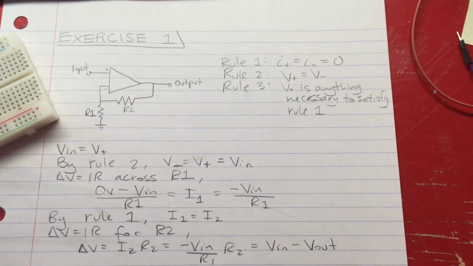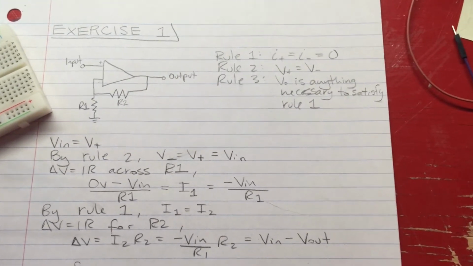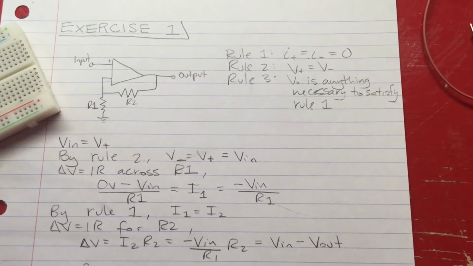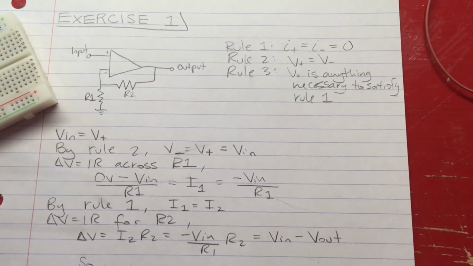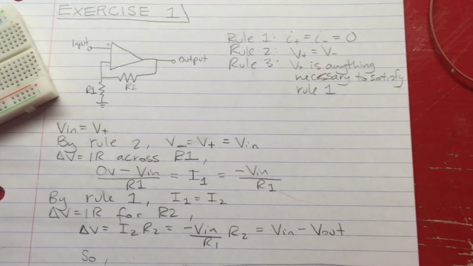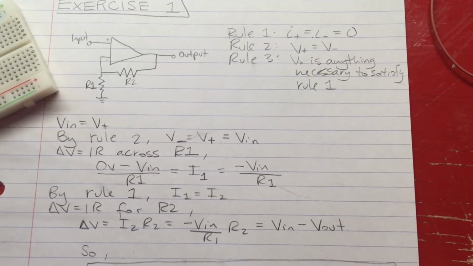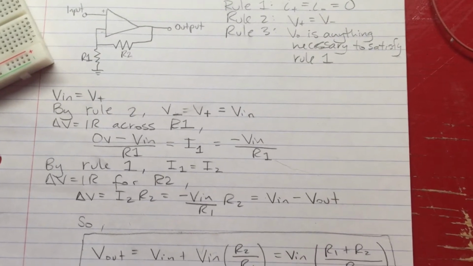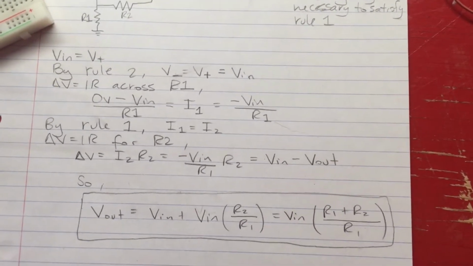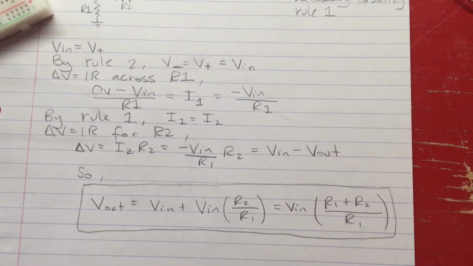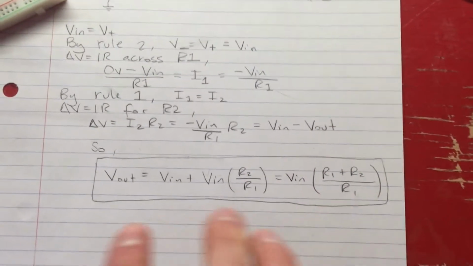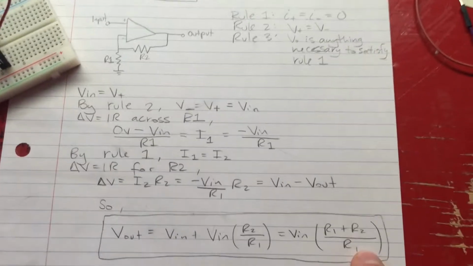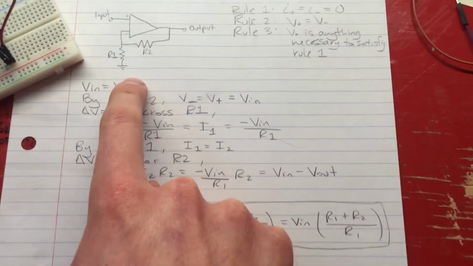First, we're going to take a look at this non-inverting amplifier on paper and analyze it using these three rules. The current into the inputs is 0, the voltage across the inputs is equal, and the output voltage is anything necessary to satisfy Rule 1. By applying these rules, we can see that there's a relationship between the output and the input, where the output equals the input times a ratio of the resistors used in the circuit.